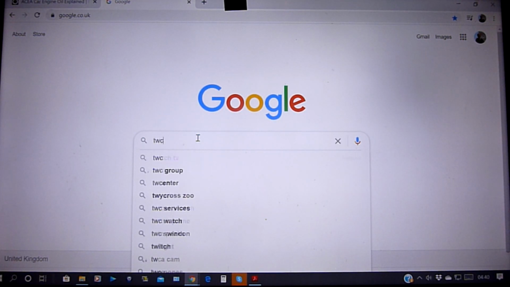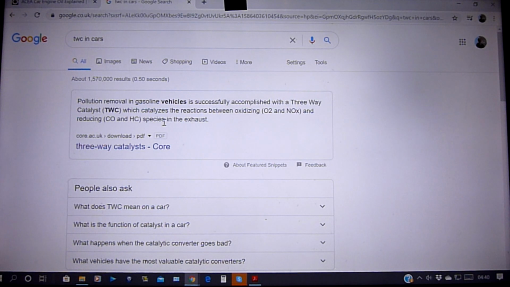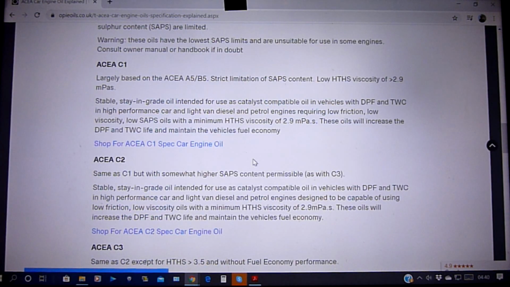TWC in cars. What does it mean? Pollution removal in gasoline vehicles is successfully accomplished by a three-way catalyst. So petrol cars. Right, reducing the kind of poisons that the car produces. So that's like the petrol version of reducing. If you're in the USA, this would be more important for you. In Britain, if you drive a diesel, and there are loads of them around, diesel particularly. So this is a petrol pollution reduction device, and maintains the vehicle's fuel economy.